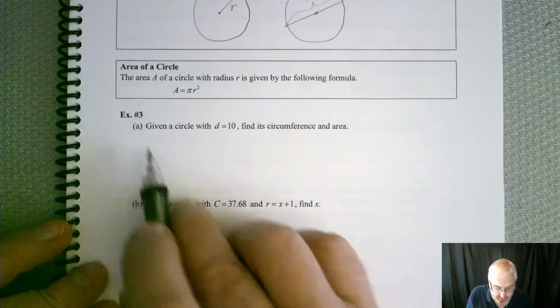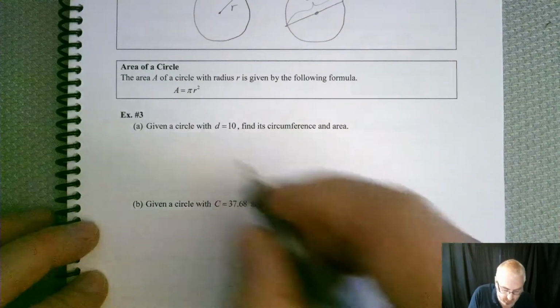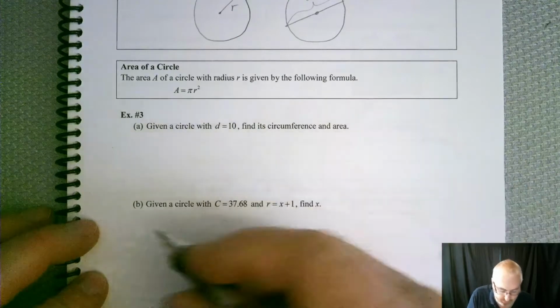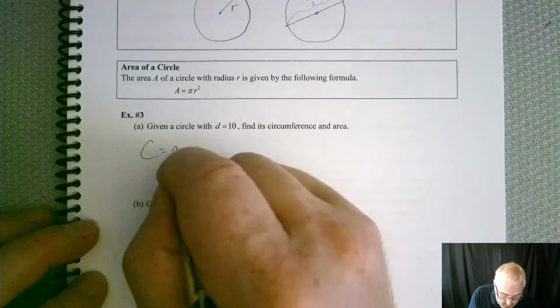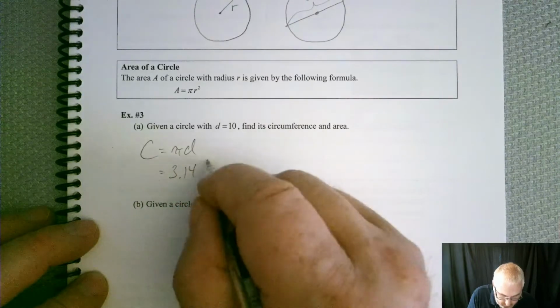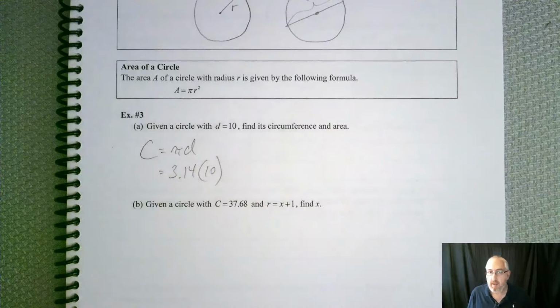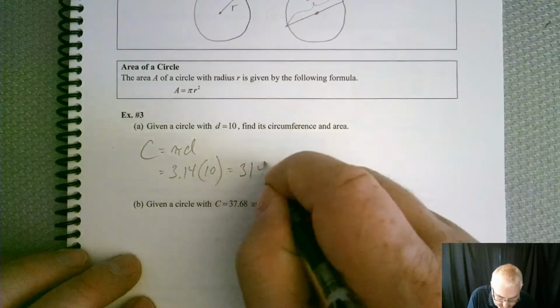So let's just try a few problems. Given the circle with diameter of 10, find its circumference and its area. So again, if you want to draw a picture, you can, but you really shouldn't need to. So we just want to plug in pi times d. So that's going to be 3.14 times 10. Now, if they don't specifically state use the pi button on your calculator or something like that, typically they're going to want you to use 3.14. Or they might say leave it in terms of pi, so you're not even going to take pi out of your answer. So in this case, if we multiply that, we're just going to get 31.4.